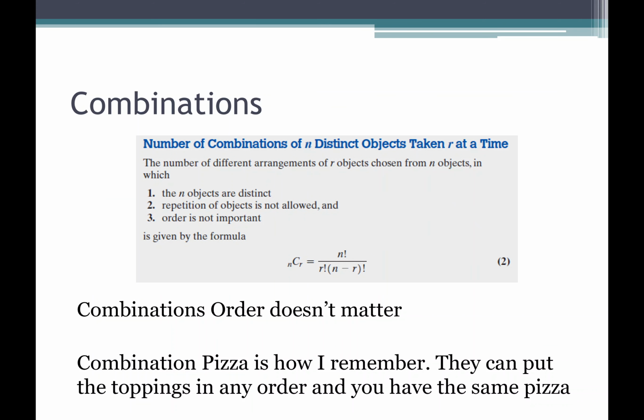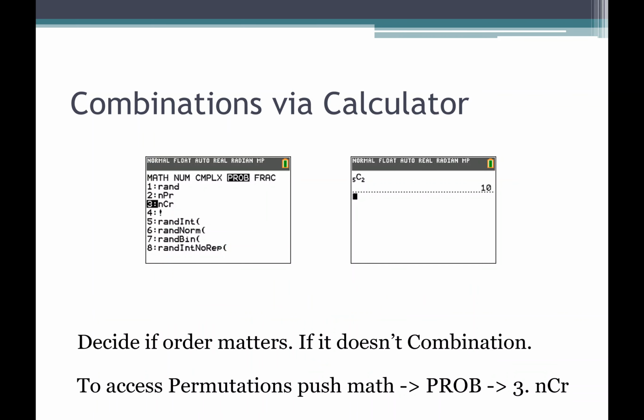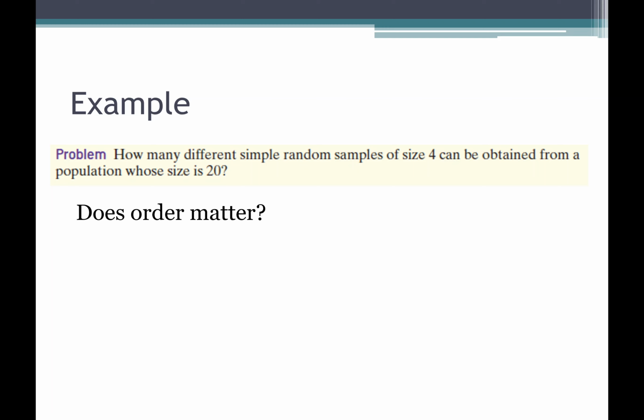So what you try to do to remember combinations is order doesn't matter, so think of a combination pizza: no matter what order you say the toppings, they're going to give you the same pizza. Okay, so if you want to do this on a calculator, go to math, probability, and choose nCr, and 5 choose 2 in that example is 10. So decide if order doesn't matter. If it does, then obviously it's a permutation.